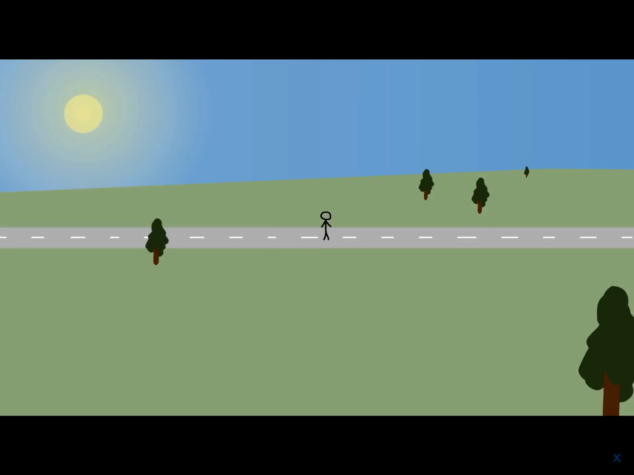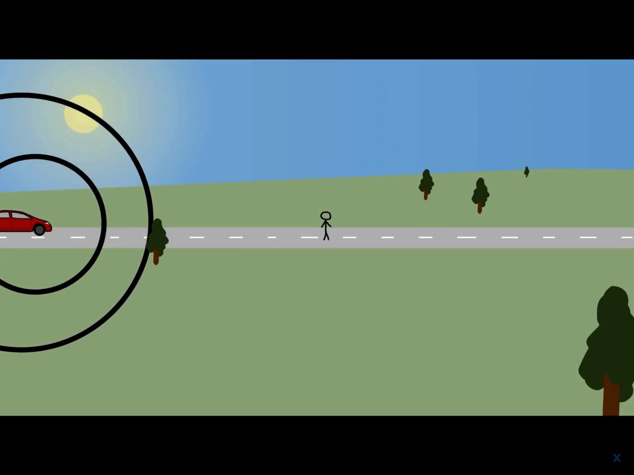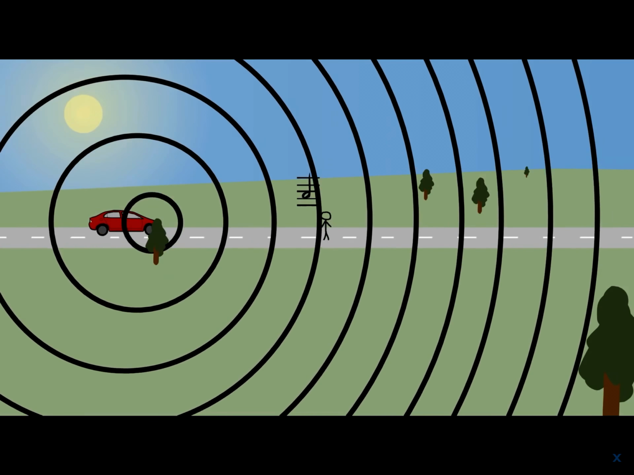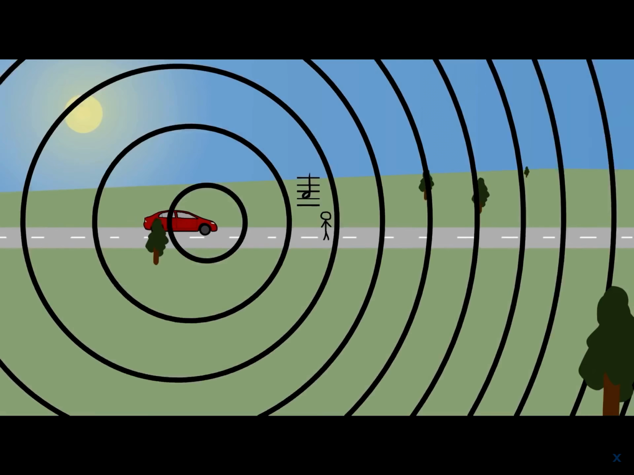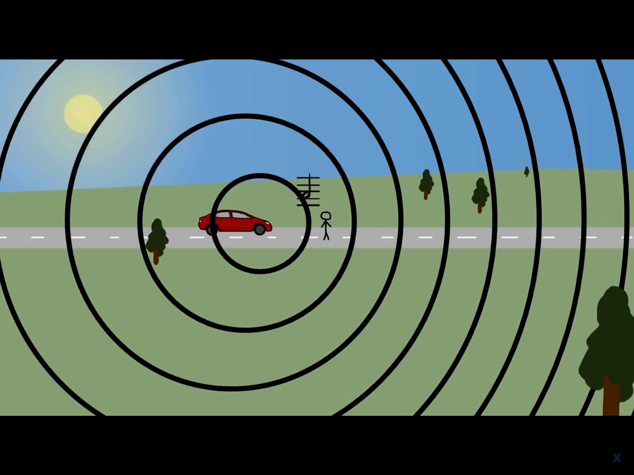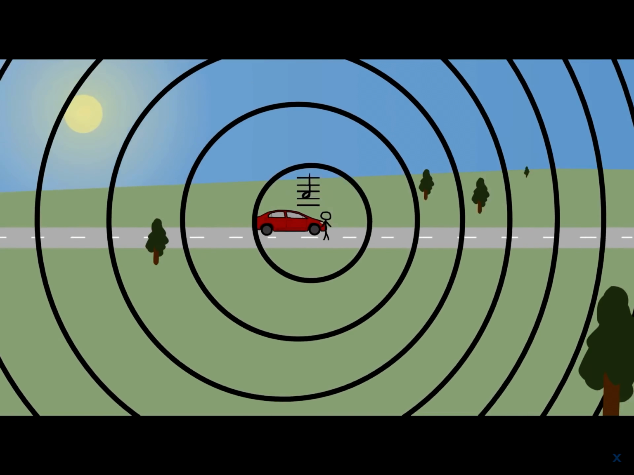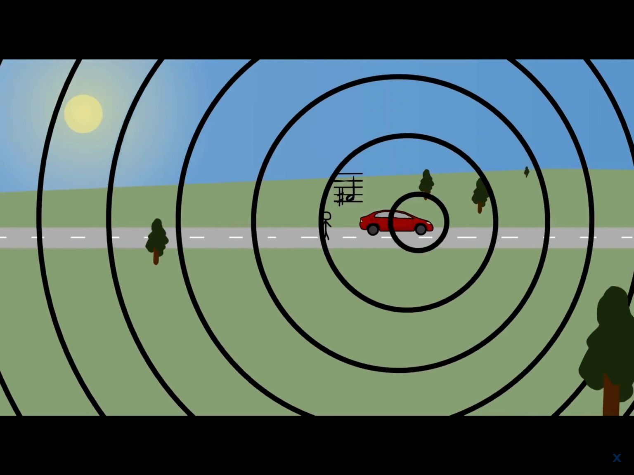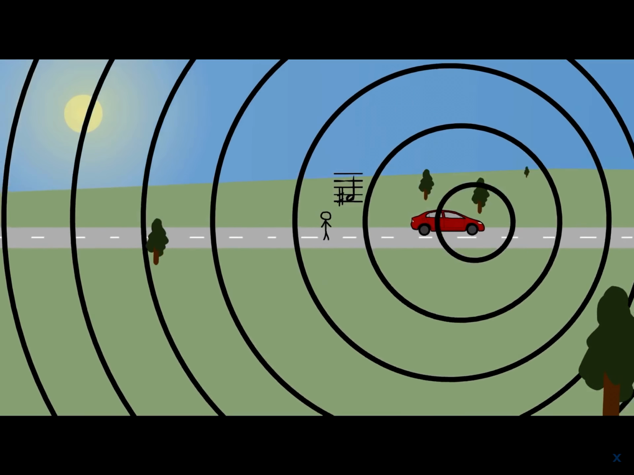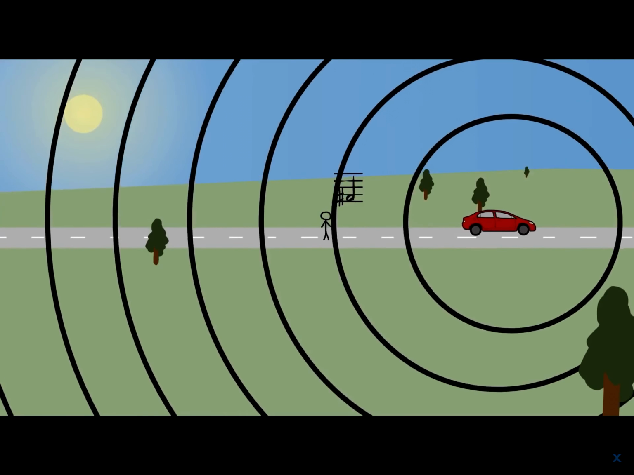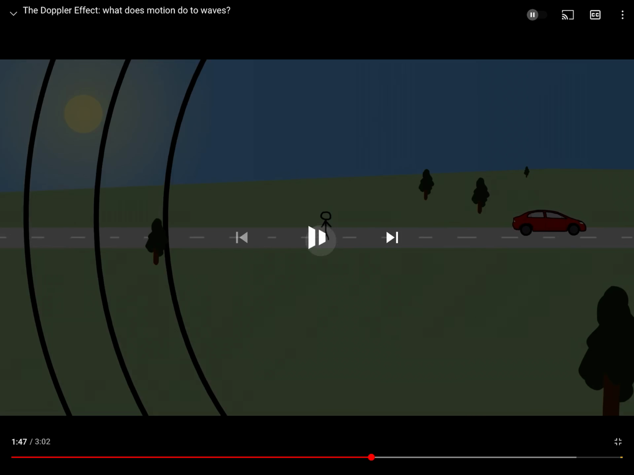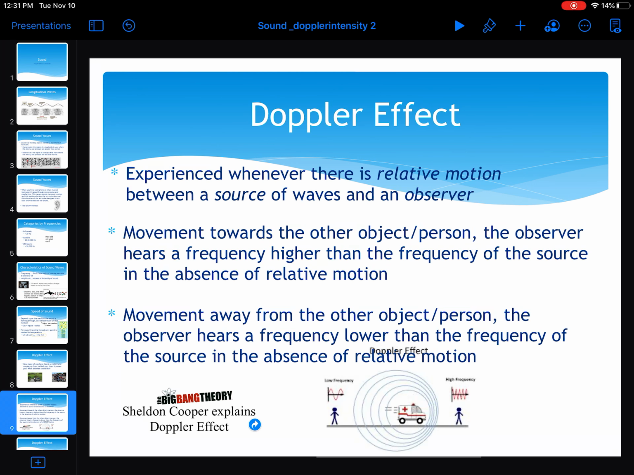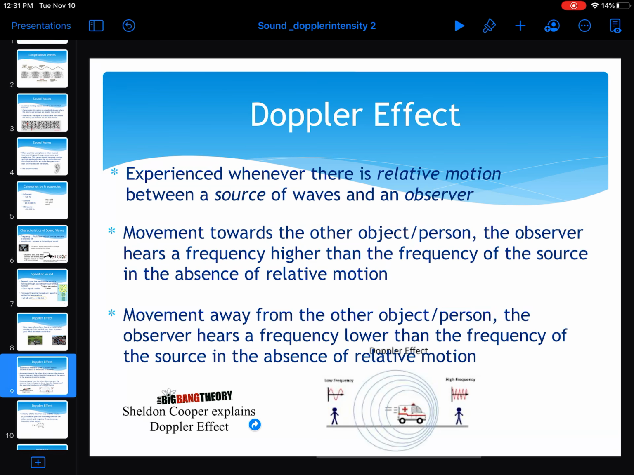So what's going on? As the vehicle's coming towards you, the sound waves that it's emitting bunch up, and so are delivered to you at a higher frequency, which you interpret as a higher pitch, because the frequency of sound waves is pitch. And then when the vehicle passes you and is moving away from you, the sound waves spread out, and so you hear them at a lower frequency, a lower pitch.